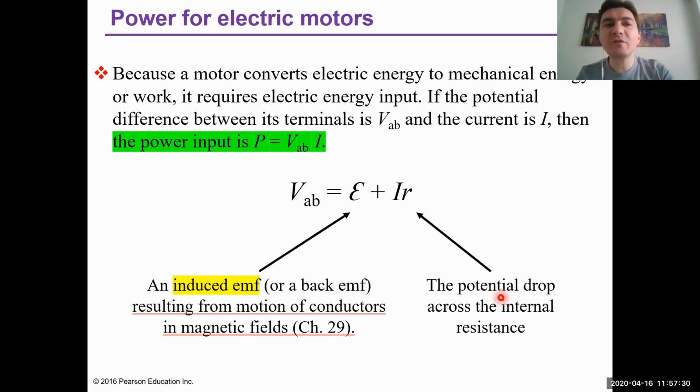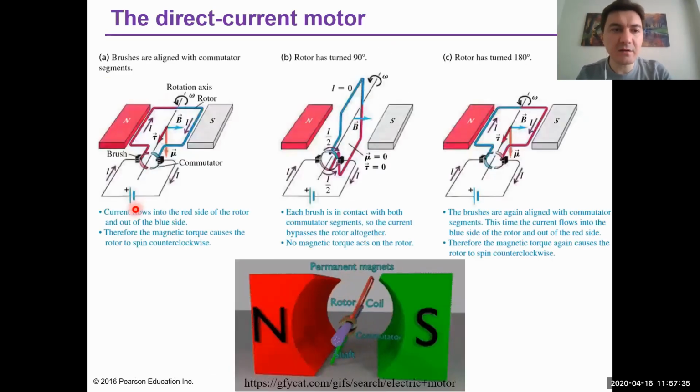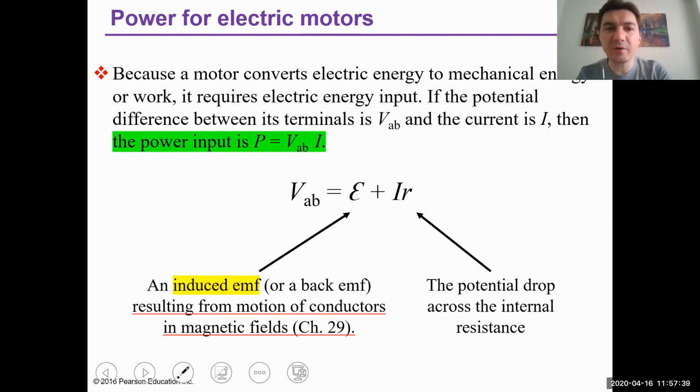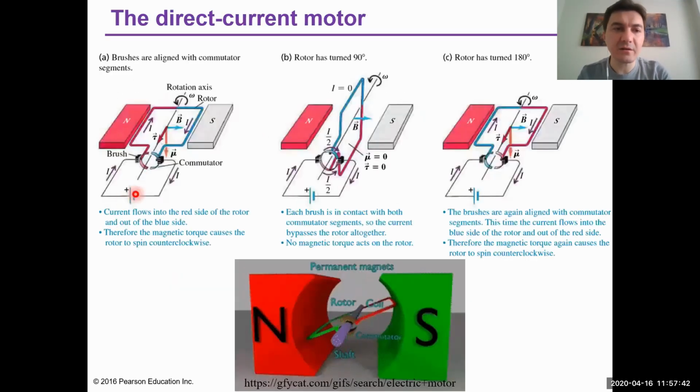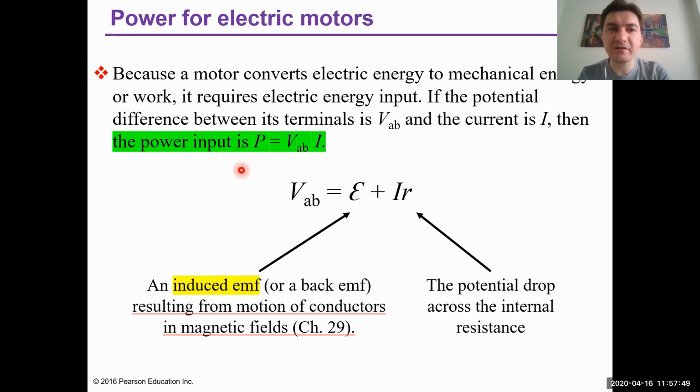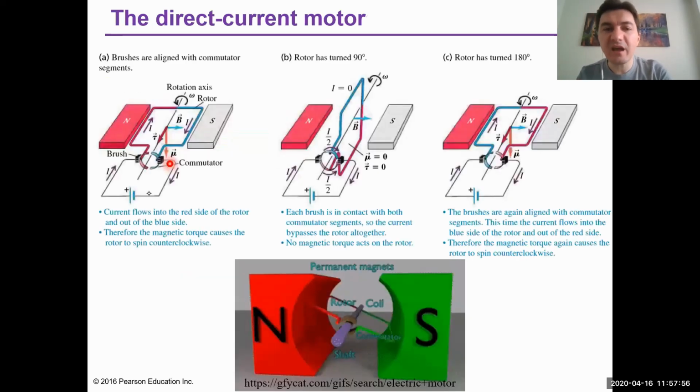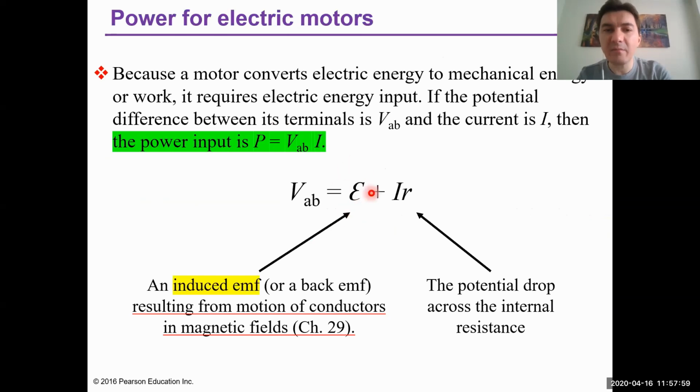But what about the power for electric motors? The power of the system can be calculated from the potential difference between these points and the current in the system. So this is the power input. And what is this VAB in that circuit? VAB is given by EMF plus I times R. We are very familiar with this one.